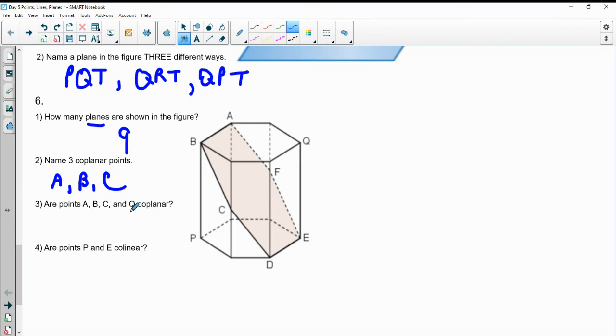So are A, B, C, and Q coplanar? So A, B, and C are, but Q is on the top plane. So A, B, and C are coplanar, but since Q is on a different plane, it's on the one on the top. This is a no.